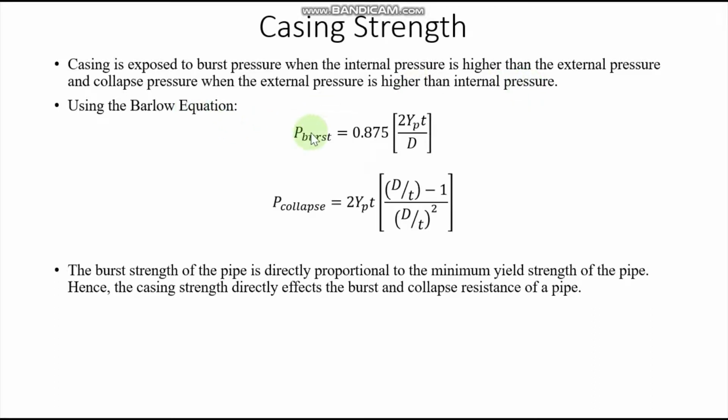Using the Barlow equation, we can see that the burst pressure rating of a pipe is a direct function of the minimum yield strength of the pipe itself. So the burst pressure is directly proportional to the YP, and the collapse pressure is likewise directly proportional to the YP. Since the burst strength of the pipe is directly proportional to the minimum yield strength, the casing strength directly affects the burst and collapse resistance of the pipe.